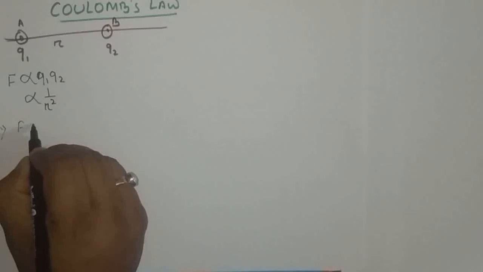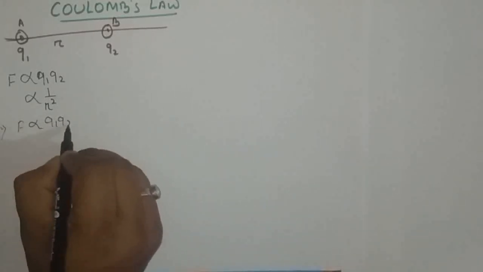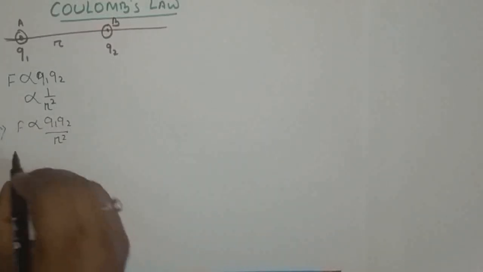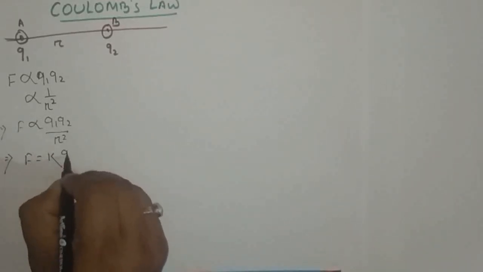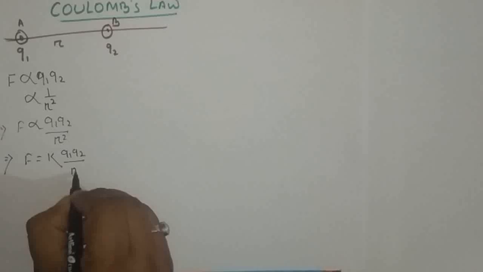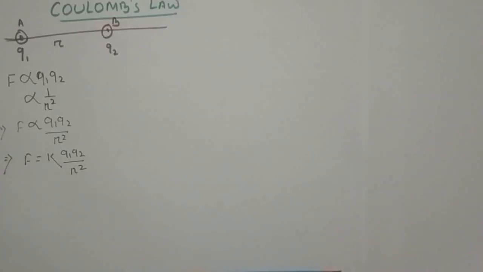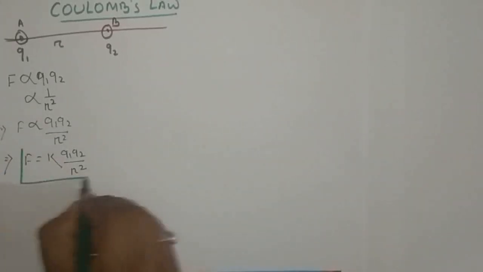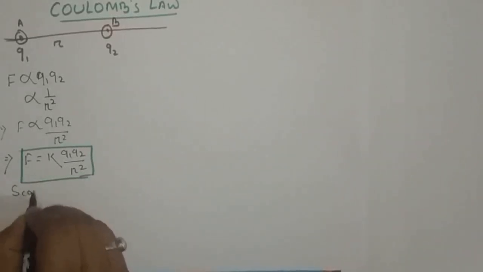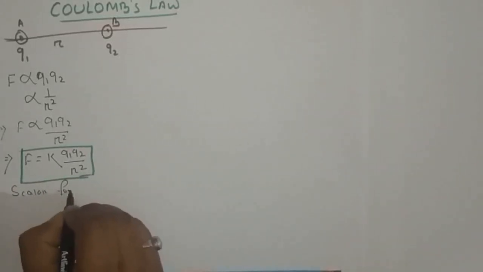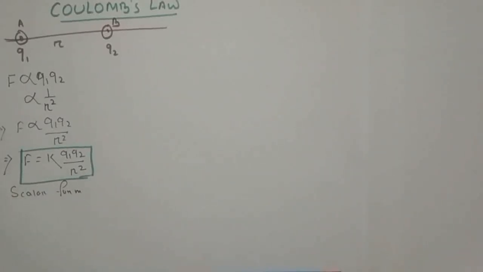So what I got here, combined, is Q1 Q2 by R square. If I remove the proportionality constant, I will get K Q1 Q2 by R square. Now, this is the scalar form of Coulomb's law. Vector form, we'll discuss it later. So let us go for that Coulomb's constant K.